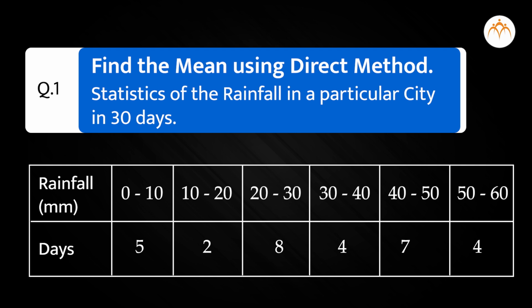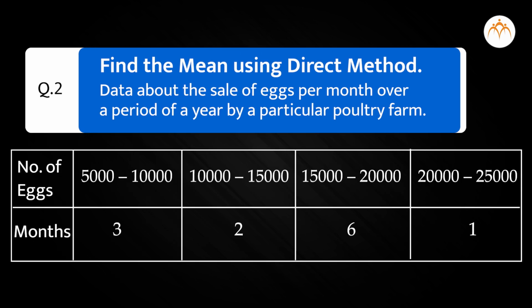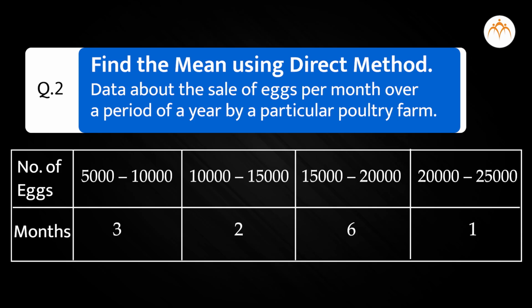Exercise. Find the mean using direct method, statistics of the rainfall in particular city in 30 days. Find the mean using direct method, data about the sale of eggs per month over a period of a year by a particular poultry farm.